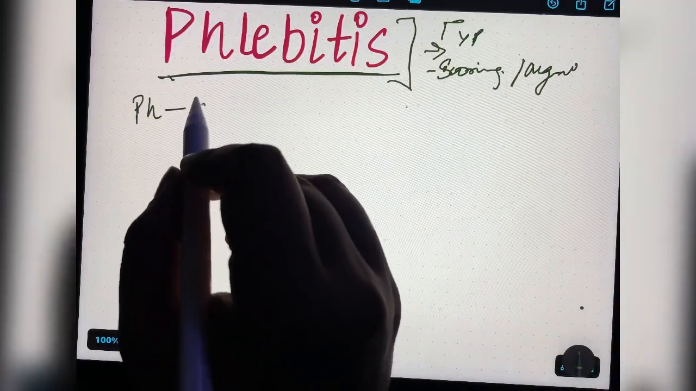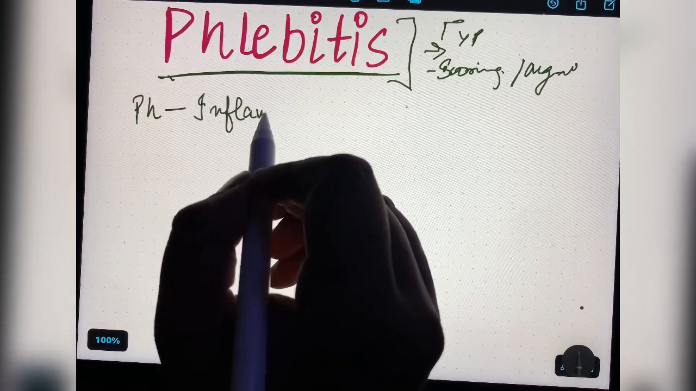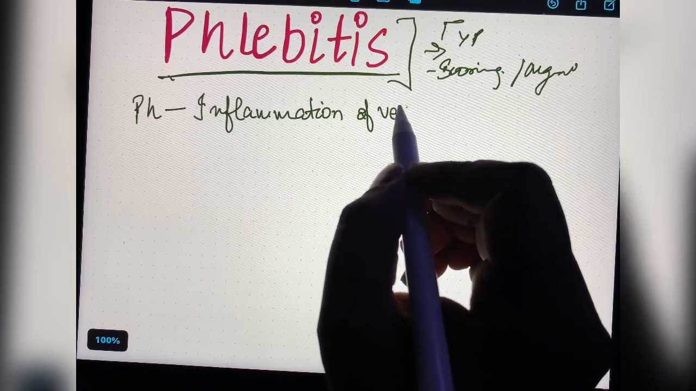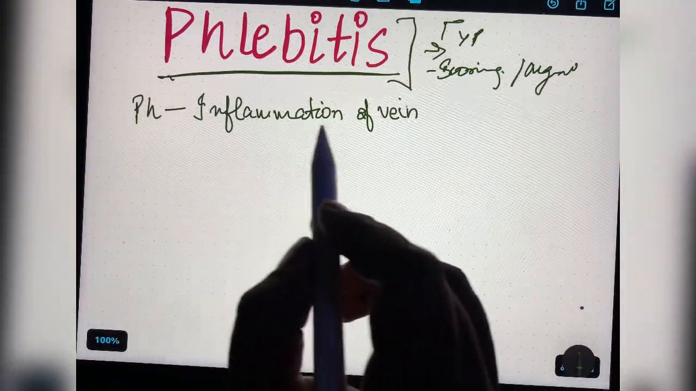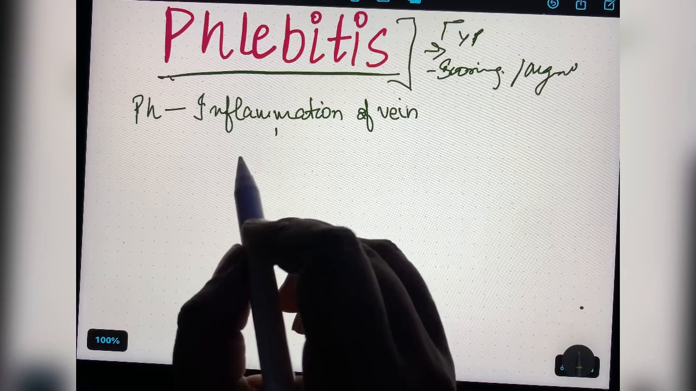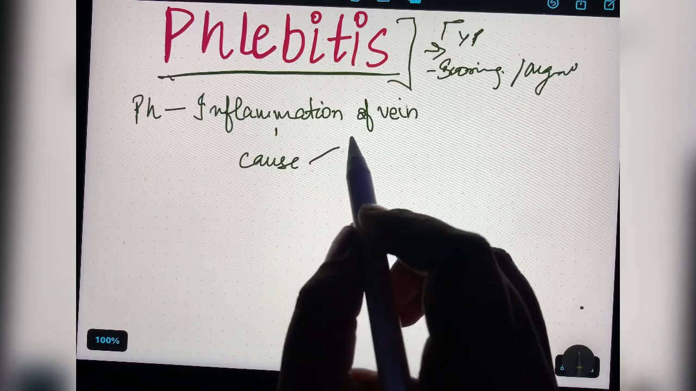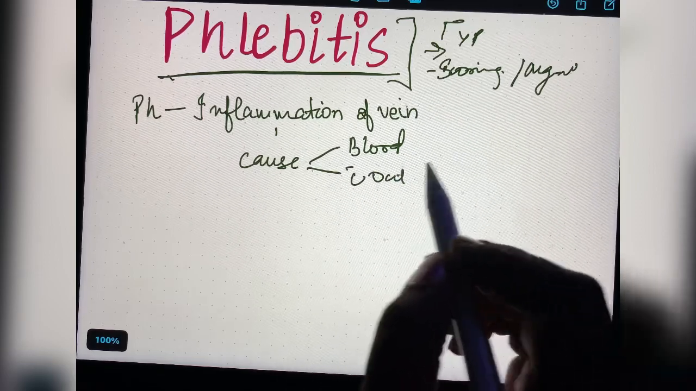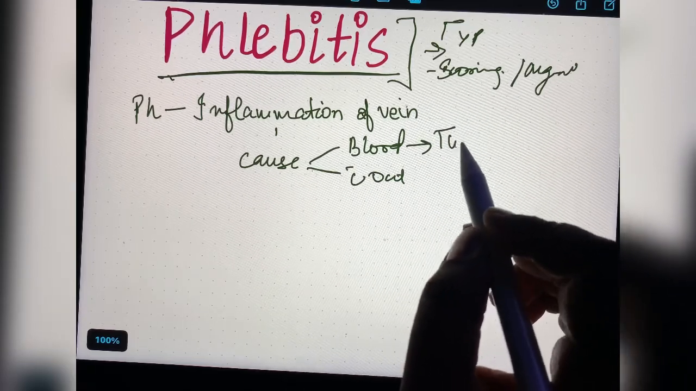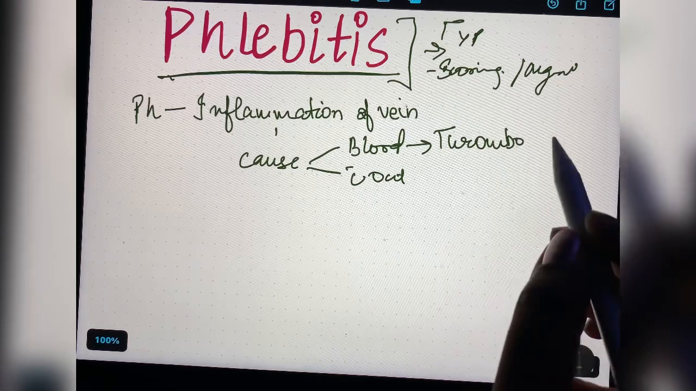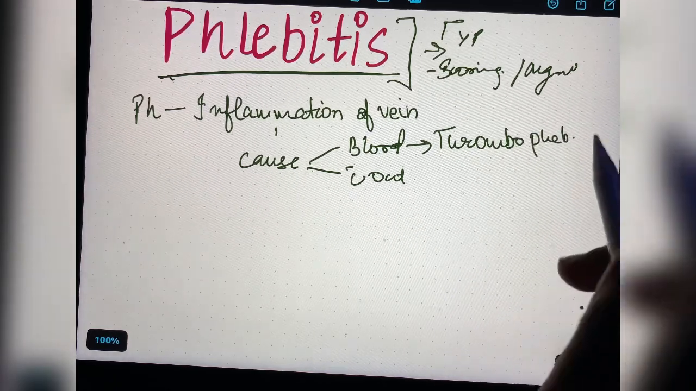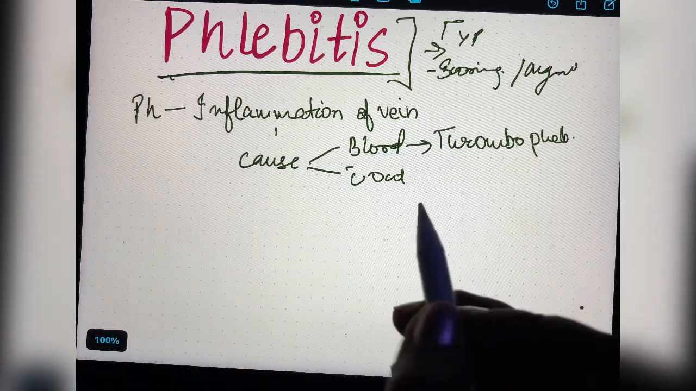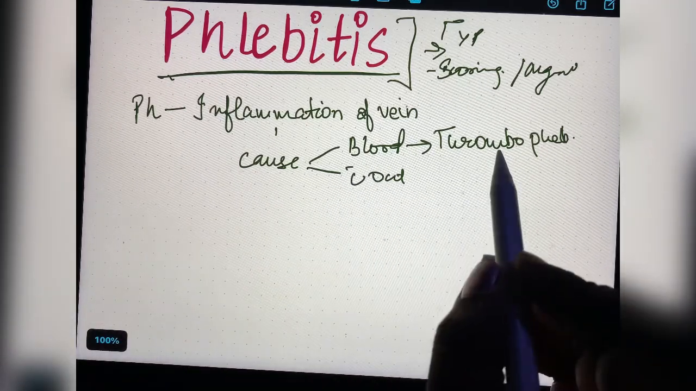Phlebitis is nothing but inflammation of veins. Inflammation of a vein is known as phlebitis. The cause can be due to blood or without blood. If it is due to blood, this is termed as thrombophlebitis. This is also one of the very common words which we use and listen to in our day-to-day life.